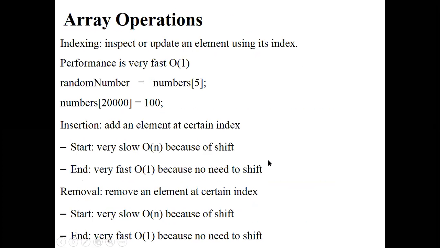Thank you. After that we have array operations. Indexing: inspect or update an element using its index. Performance is very fast. If you just take a random number like 5, then you can get it. However, if your array has, as we already discussed, 1000 or 10,000 or 100,000 elements, then it will be very hard for you to grab it. With insertion, you can easily insert if it is in the first slot or the last slot. However, if it is inside the array, then it will take time.